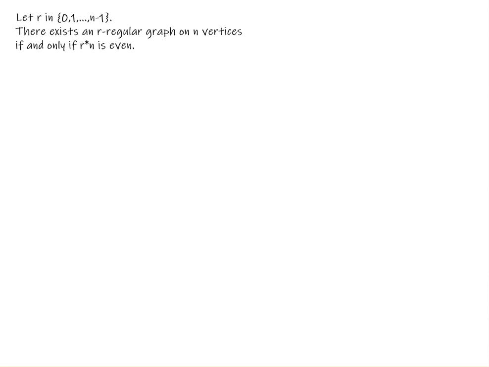One is the direction that if there exists a graph, then r times n is even. And this follows immediately from the first theorem of graph theory. If we add up all the degrees in a graph, then we get an even number, because we counted every edge exactly twice, once from each side of it. So r times n is exactly adding up all the degrees in an r-regular graph on n vertices. So this number must be even to even have a chance to find a graph with these parameters.